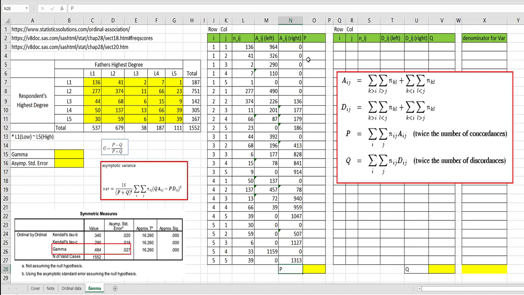Right. So to get P, we need to multiply Nij and Aij. And finally, let's sum up all numbers.